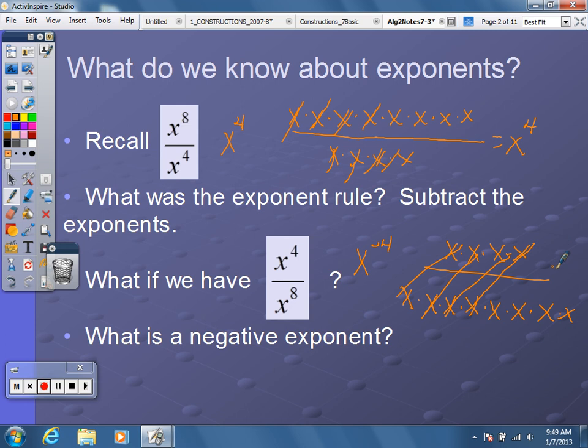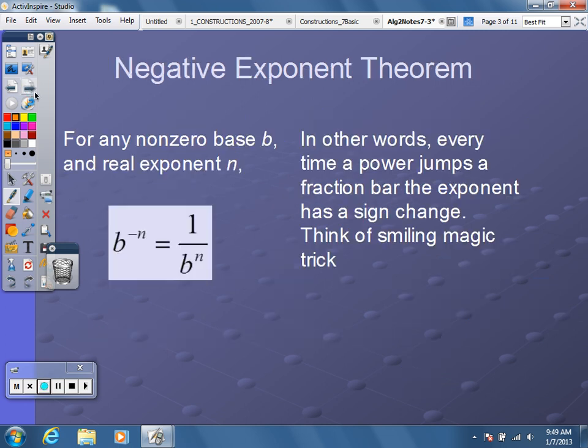Now, there's not a 0 up here. There's still a 1 up here. So now I have 1 over x to the 4th. So I get 1 over x to the 4th when I do the canceling method. When I do the rule method, I get x to the negative 4th. Well, what does that tell us? Well, that tells us what a negative exponent is.